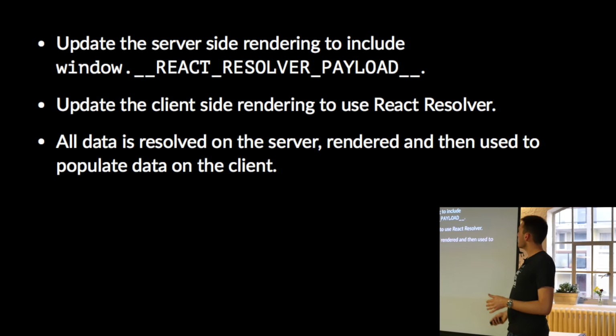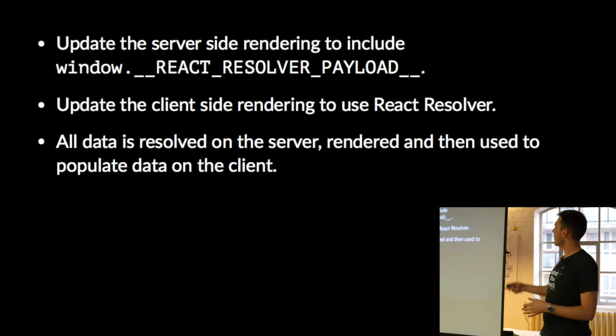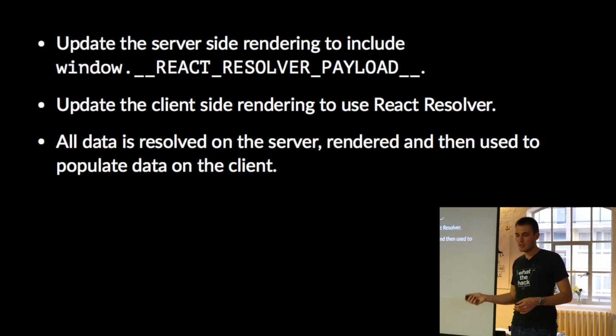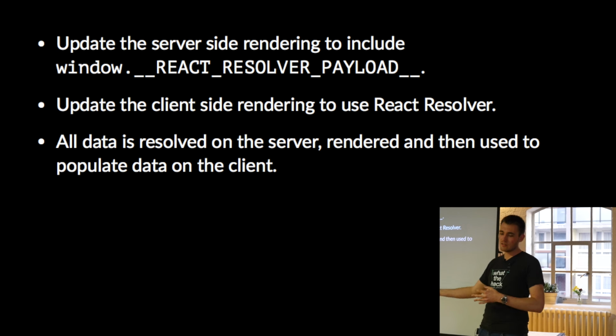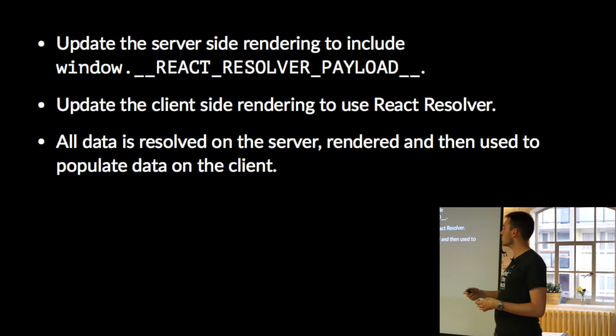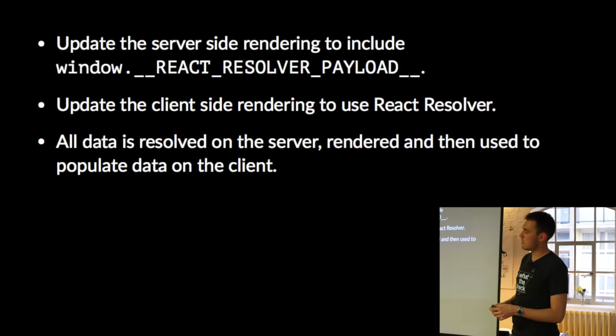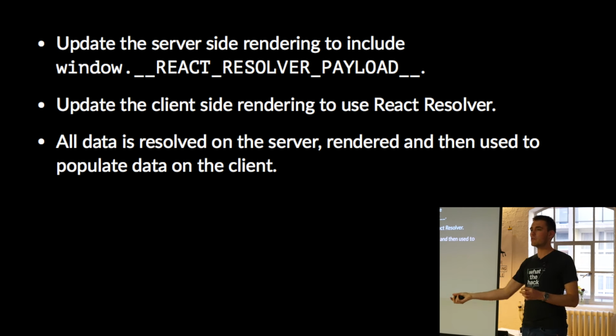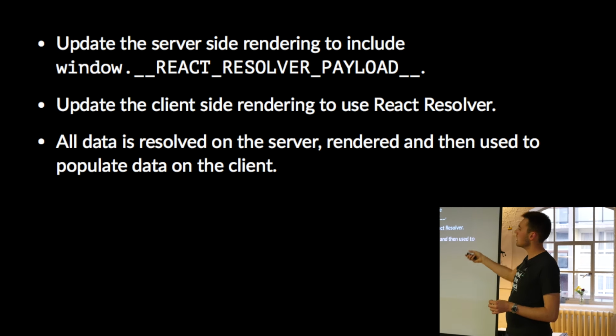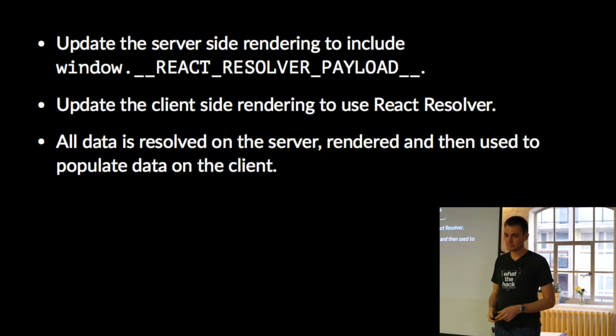So we update the server-side rendering to spit out this payload. We update the client-side rendering to use React Resolver. All data gets resolved on the server by default. It's rendered, and it's then used to populate the data on the client side as well. So React Resolver will set this property to all the data it got. Then when the client runs in the browser, it can see that this exists, and it can use data from that rather than having to remake all those requests to an API.